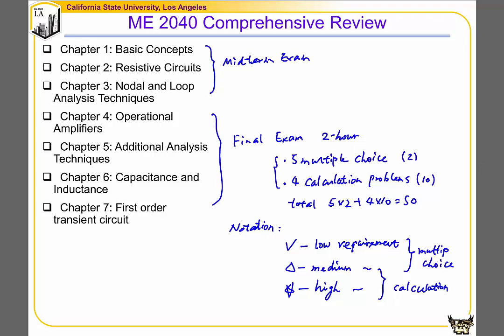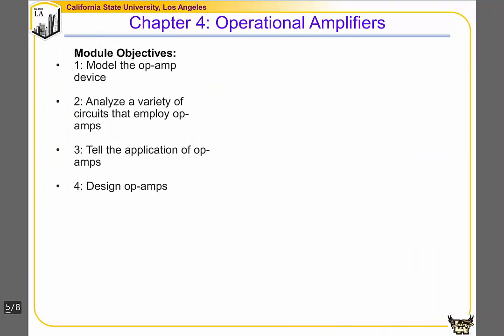Let's look at these chapters one by one. Chapter 4, we learn operational amplifiers. There are in total 4 module objectives. The first one is the model for op-amp device. We know that there are in total 3 models we have learned.